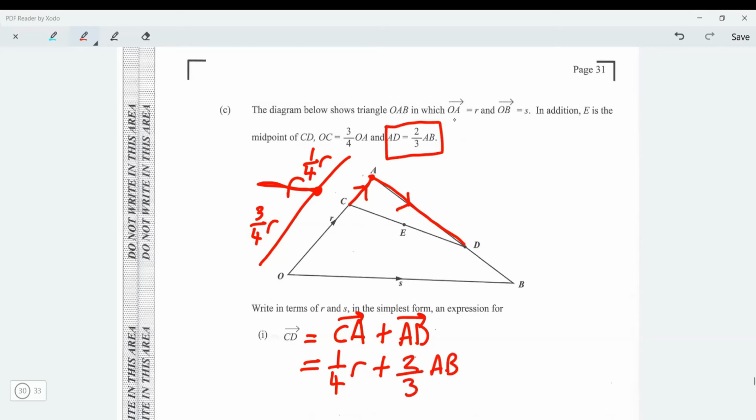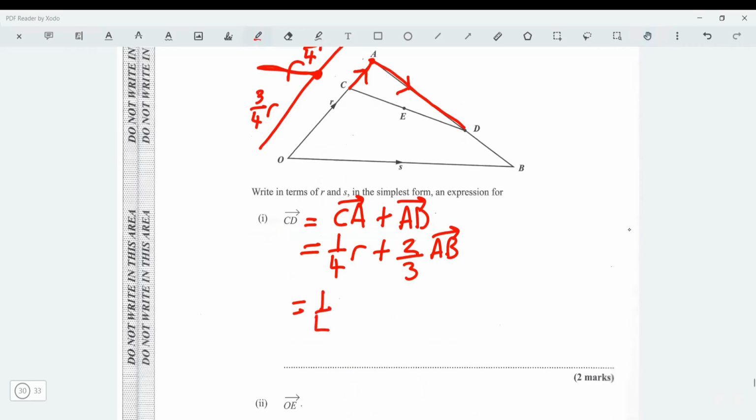But what is vector AB? Vector AB is OB minus OA. So let us go ahead and finish off this with the final touches. This is going to be 1/4 R plus 2/3 of OB. Remember, AB is OB minus OA. This is vector AB.